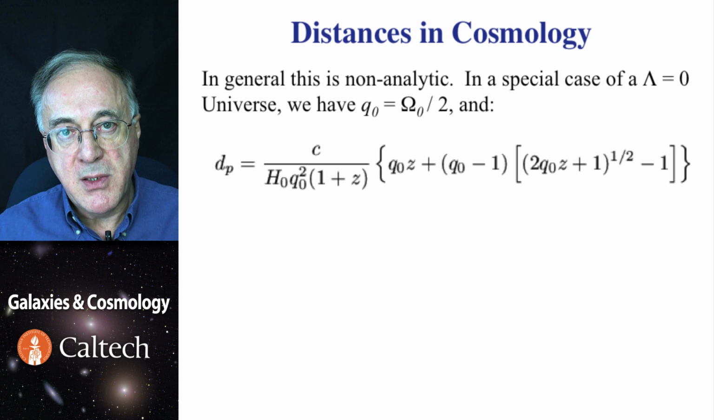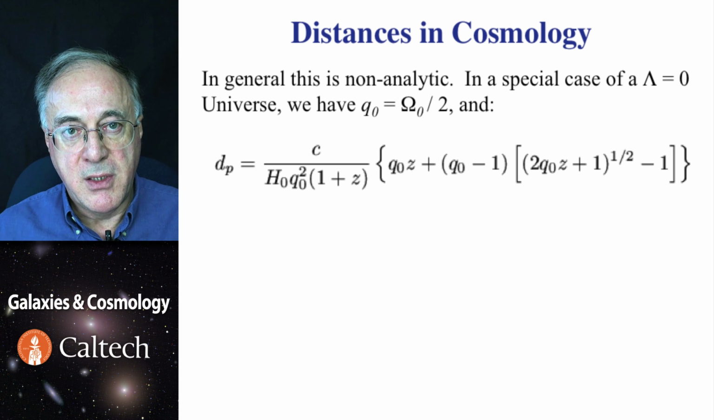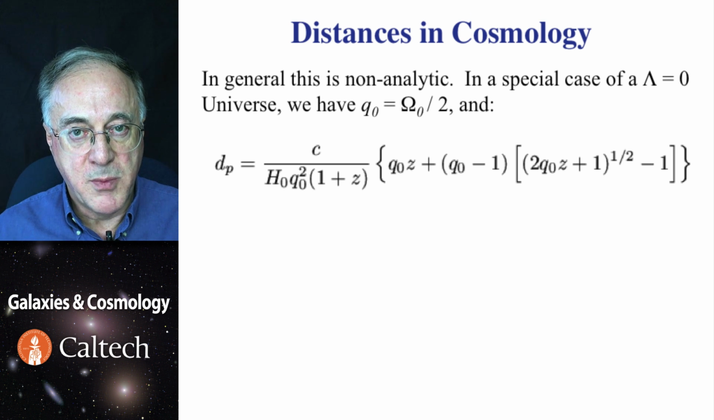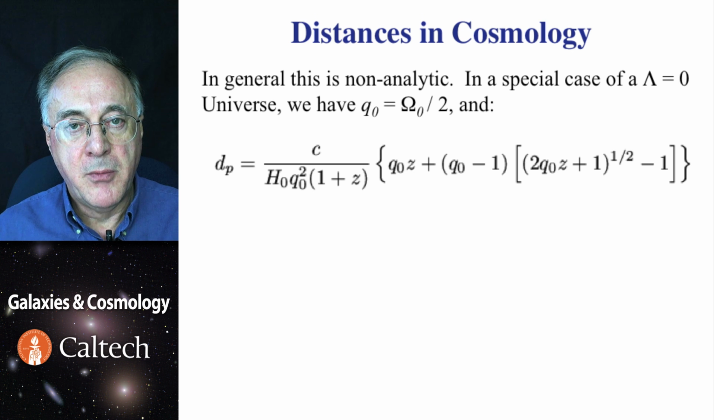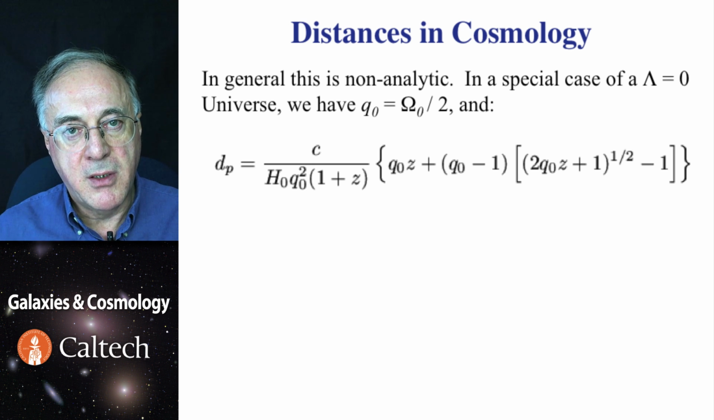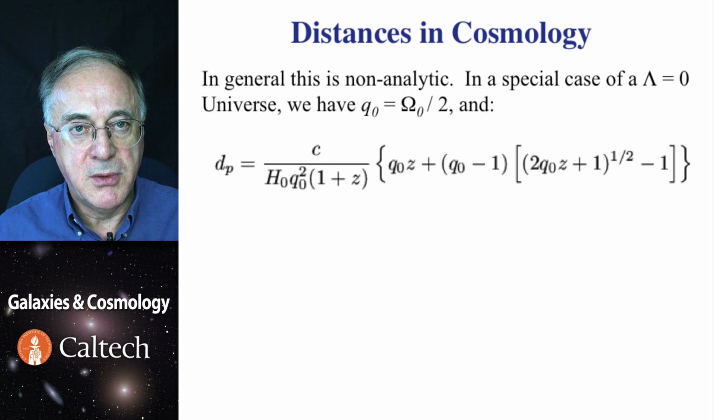In some special cases, such as when the density of the vacuum, or cosmological constant, is equal to 0, there are analytical solutions. In that case, the formula for the distance is shown here. It's expressed in terms of q naught, which, remember, is the deceleration parameter, and in the absence of a cosmological constant, it is equal to the density parameter divided by 2.